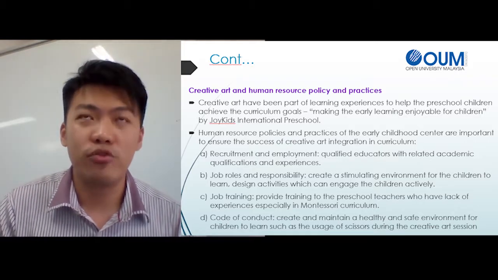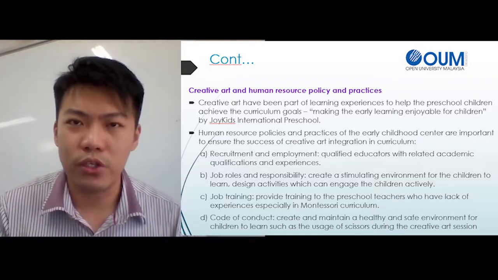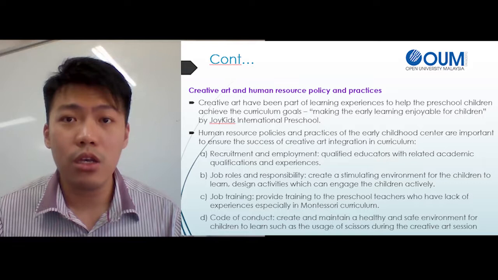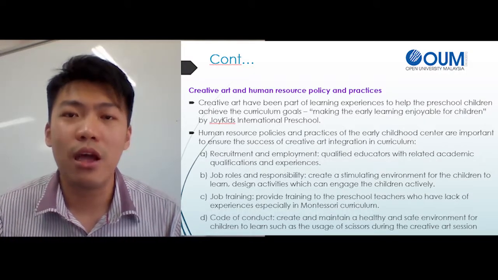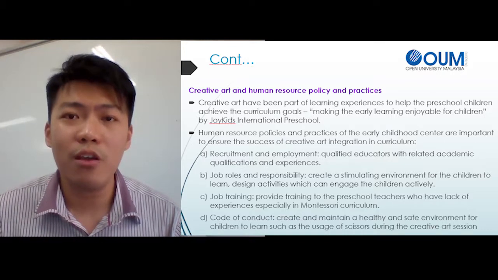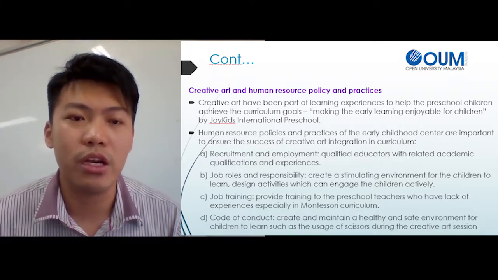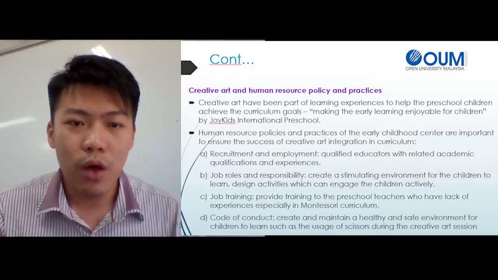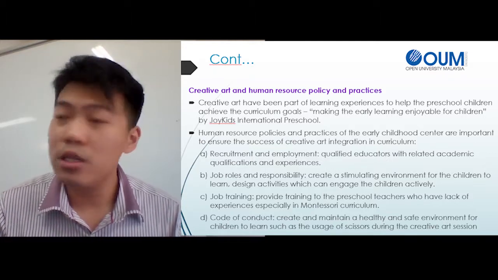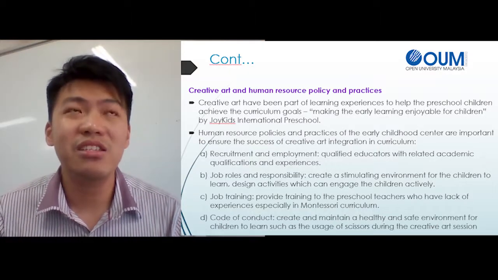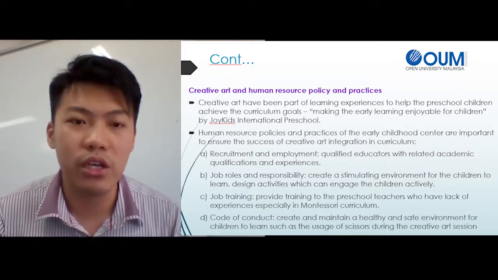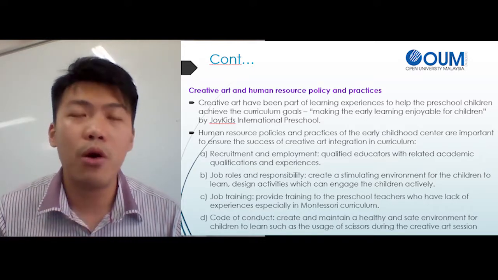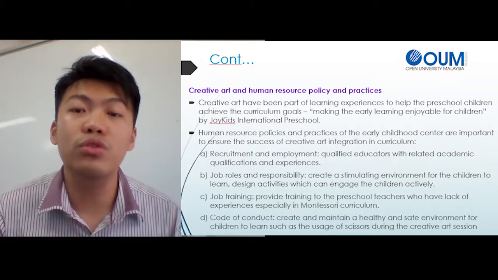And then another one is job training. For example, in Joy Kid International Preschool, they actually incorporate the Montessori curriculum. So maybe some of the early childhood educators are not used to this type of curriculum, so therefore job training is very important for them to get used to this kind of curriculum. And the last one is the code of conduct. For example, the teacher needs to understand that it is their responsibility to create and maintain a healthy and safe environment for the children to learn, such as the usage of the scissors during the creative art session. The teachers need to keep reminding the children to handle the tools carefully.